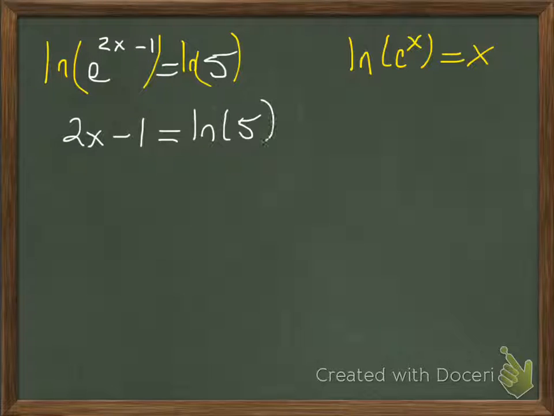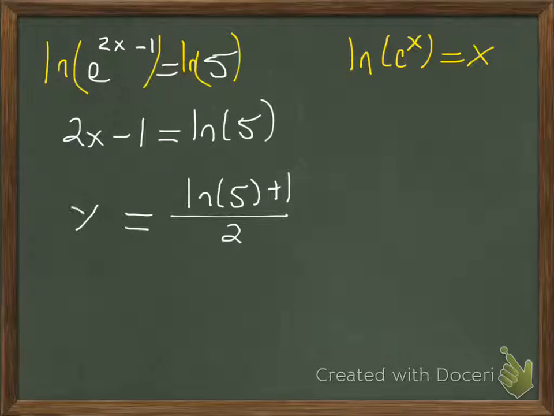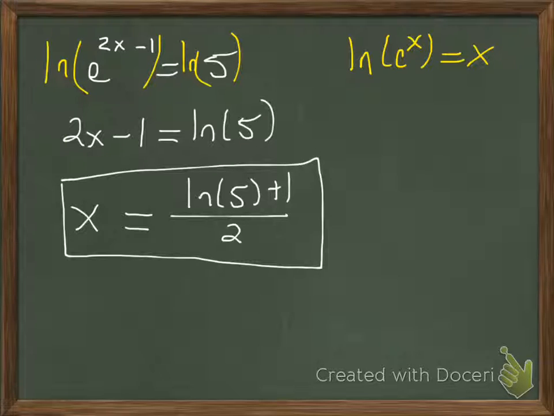To finish solving this, we're going to add 1 to both sides, and then we're going to divide by 2. And that's going to be equal to x. Now, depending on what we're going to be doing, we may want to just leave it. This is the exact answer, but sometimes we might be doing some sort of application, so it would make more sense to have a decimal approximation.